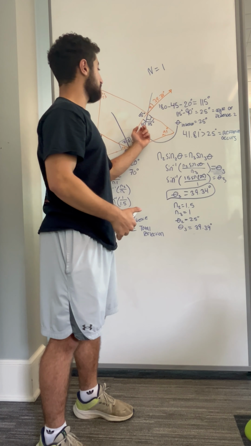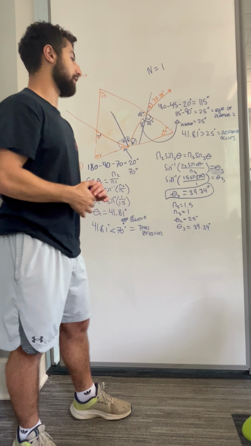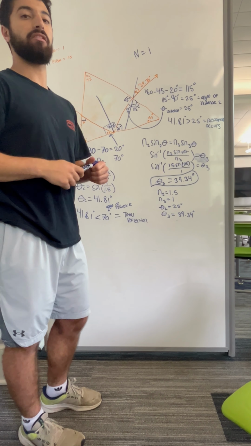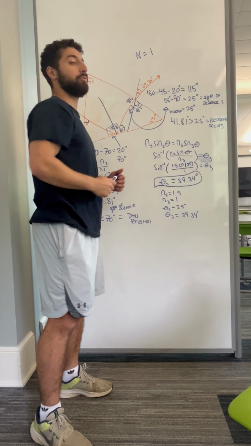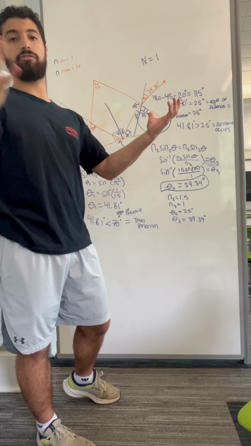Our sine 25 is the angle of incidence. We do the inverse sine of all of this to get our angle 3, which we ended up getting 39.34 degrees. This is the angle that light escapes the prism. We also know that it bends away from the normal because it's coming from a glass prism to air.